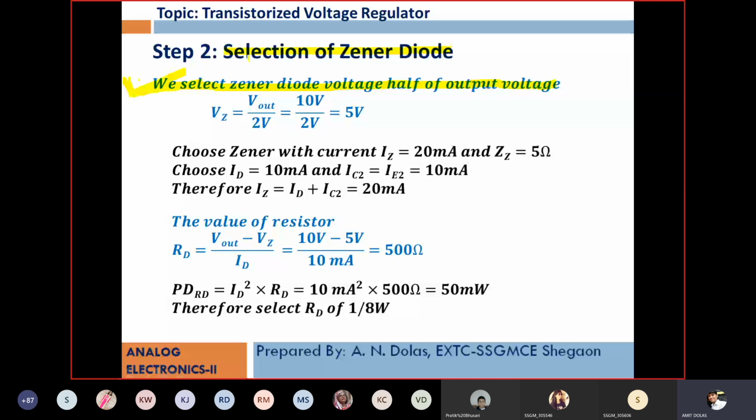Zener voltage must be half of the output voltage. So Zener voltage is output voltage divided by 2. I'm sorry, it is 2 volt by mistake written. It is just 2. So it is 10 volt divided by 2. 10 volt divided by 2 is equal to 5 volt.